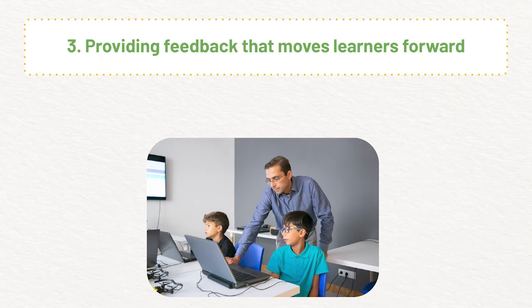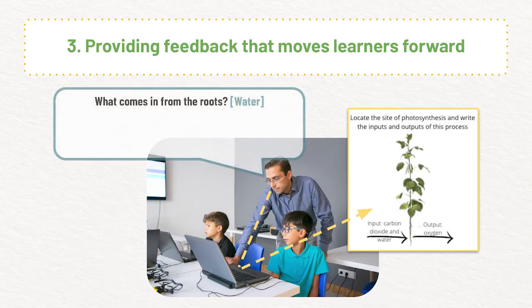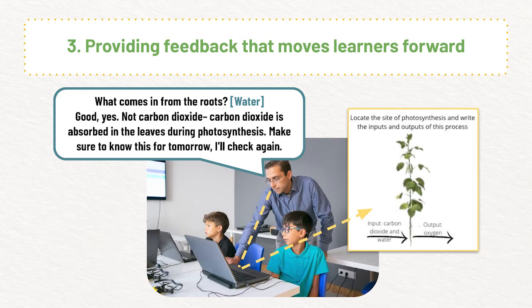Scenario 2. Jason's class is answering a set of questions about photosynthesis, and as he circulates the room, he notices that a student has written that carbon dioxide is absorbed in the roots of a plant. Jason interrupts the student and says, "What comes in from the roots?" "Water." "Good, yes. Not carbon dioxide. Carbon dioxide is absorbed in the leaves during photosynthesis. Make sure you review this for homework, because I'll ask you about this again soon."